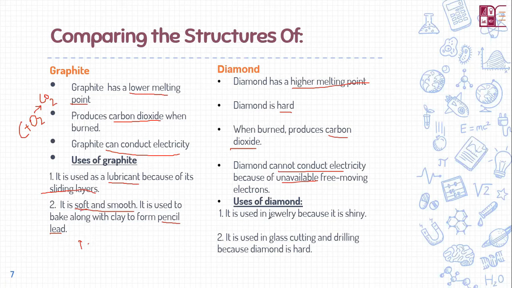Whereas if I talk about diamonds, diamonds are shiny and they are used in jewelry. They have a greater refractive index as well. They are very hard, which is why they are used in drilling and in glass cutting as well. So these are different uses of diamond and graphite according to their structure and bonding.